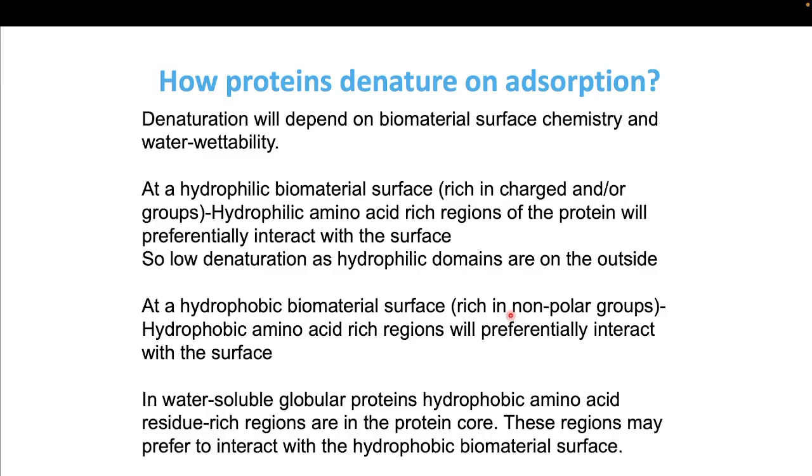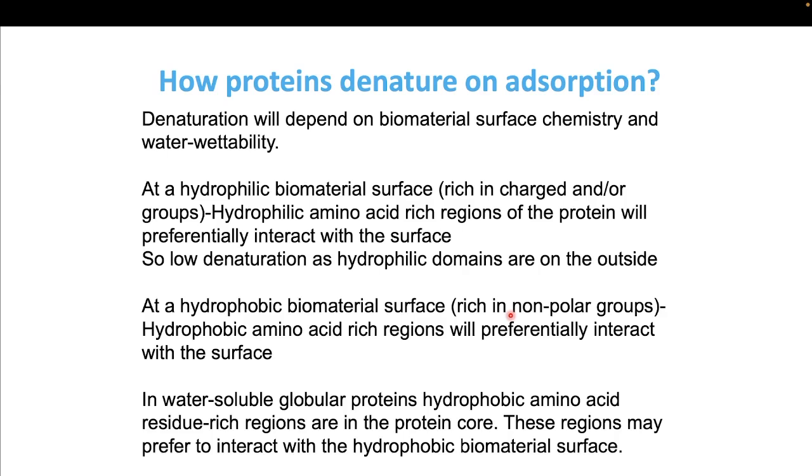But if you have a very hydrophobic surface and you put that in the patient's body, what is going to happen? Because now your surface is very hydrophobic and the hydrophobic part of your protein is buried inside, that hydrophobic part will try interacting with the hydrophobic surface. In that case, the protein is going to completely flip out. The hydrophilic parts will go inside, the hydrophobic part will come outside, and then that will get absorbed to the surface. So a lot of denaturation will happen to the protein. Its complete structure is getting distorted, right?